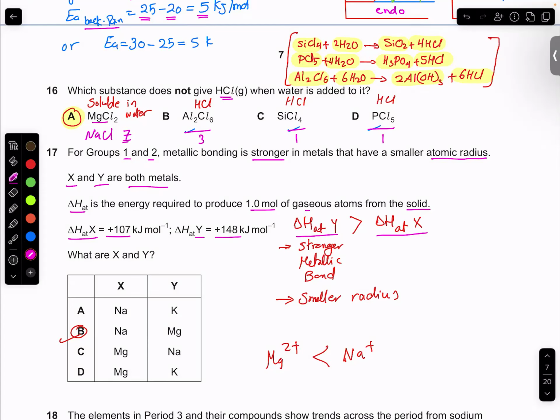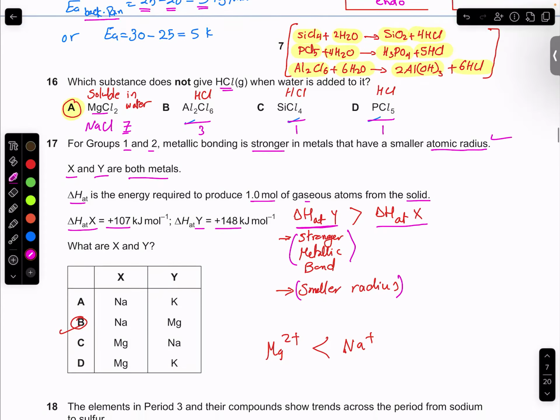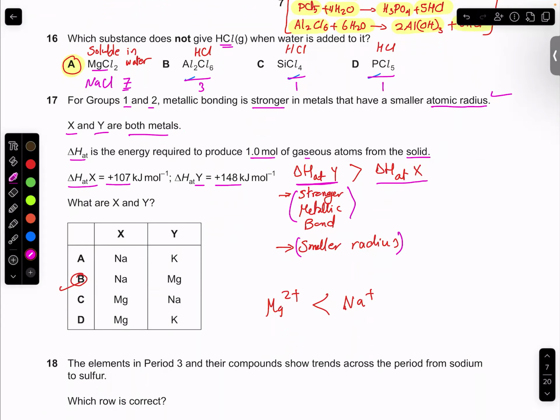Since delta H of atomization of Y is greater than X, Y has a stronger metallic bond, and this means that, according to what he said here, it has a smaller radius. If you compare Na ion and Mg ion, you will find that Mg ion is smaller than Na ion.